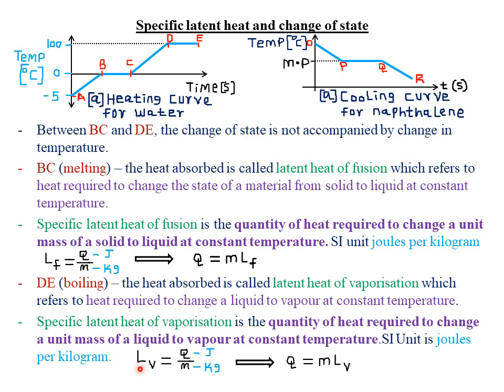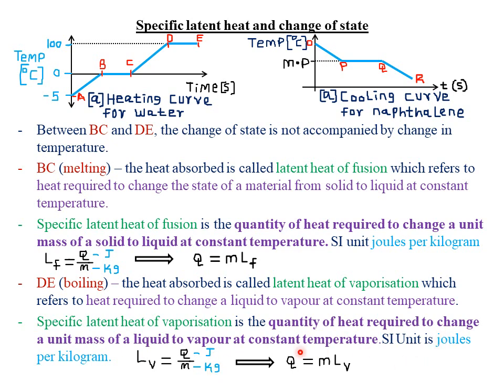Clearly, you can see that the SI unit for specific latent heat of vaporization will take the SI unit for the quantity of heat Q divided by the SI unit for mass, which is kg. Therefore, the SI unit for specific latent heat of vaporization is joules per kilogram.